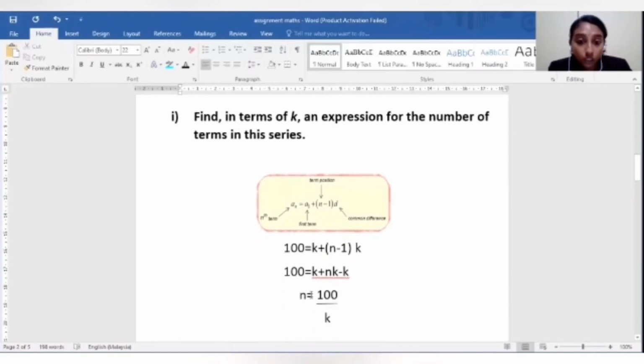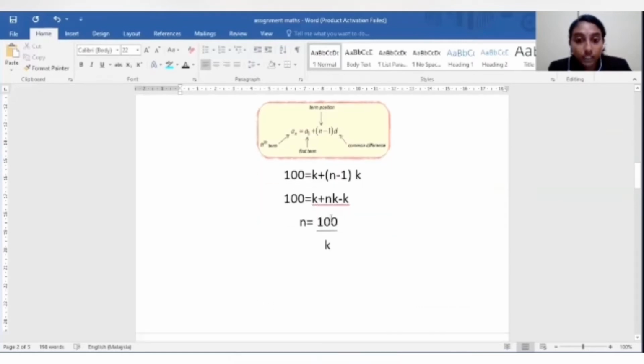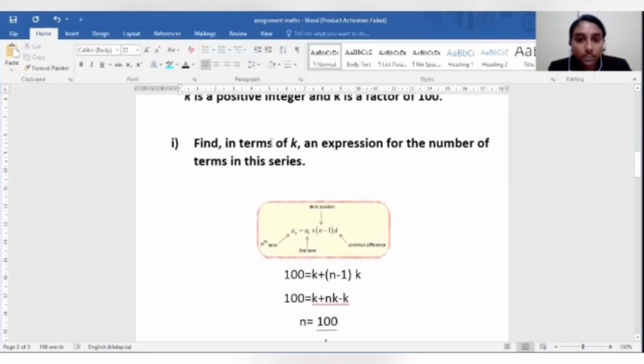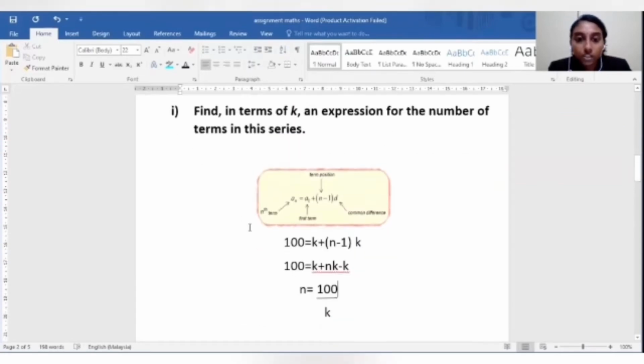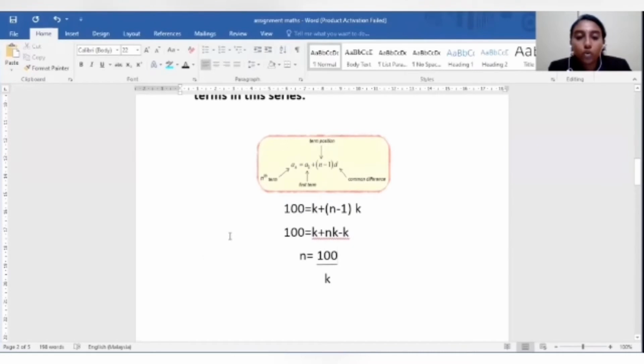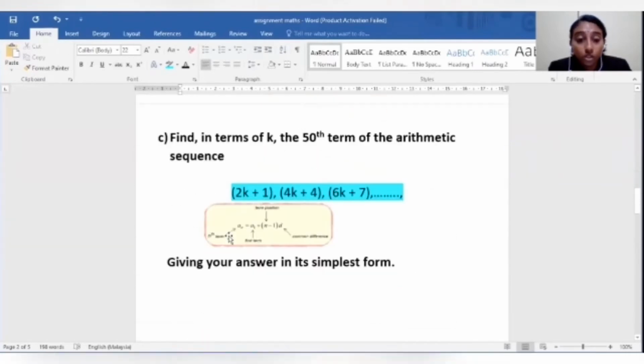So if we do that, clearly we can see here what we can cut: k negative k means it will be 0. So we can cut this. So definitely we will get 100 divided by k, because we move this n in front, because that's the nth term. This is the answer for the nth term. We already get the answer for the k. It's quite easy. That's the reason we have to follow the formula.